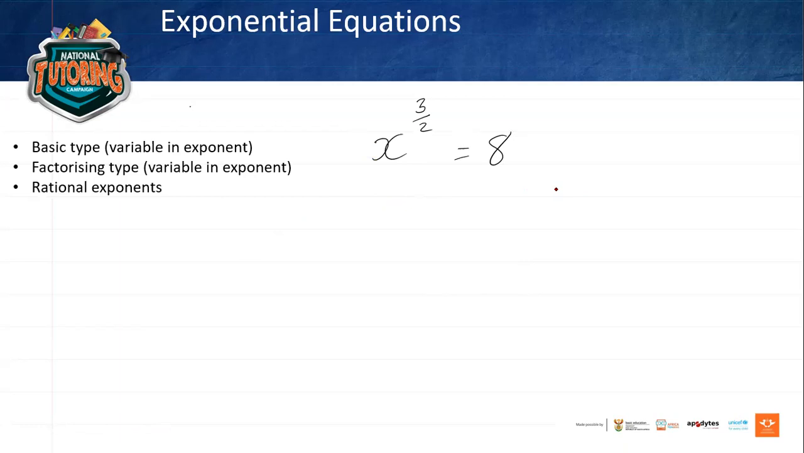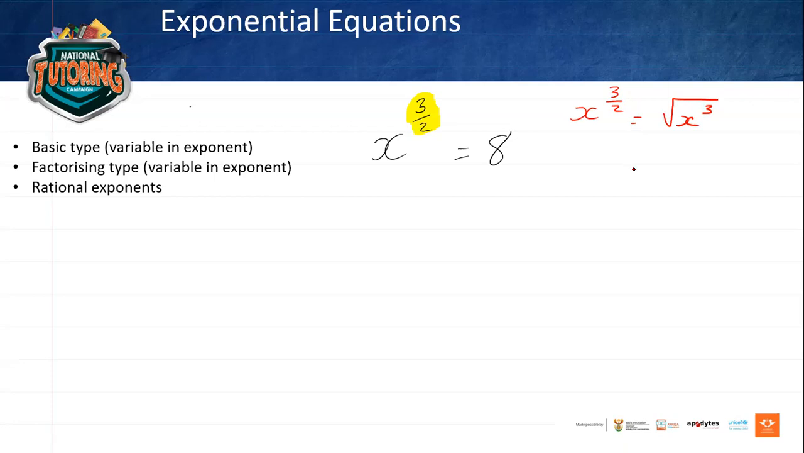Okay, our last type of exponential equations are the type where we have rational exponents. What I mean by rational exponents is that my exponent is a fraction. So now the x, the variable, is the base, and the exponent is the number. Okay, so we know from surds and exponents that x to the power of 3/2 is the same as the square root of x cubed. That is from our surd definition.